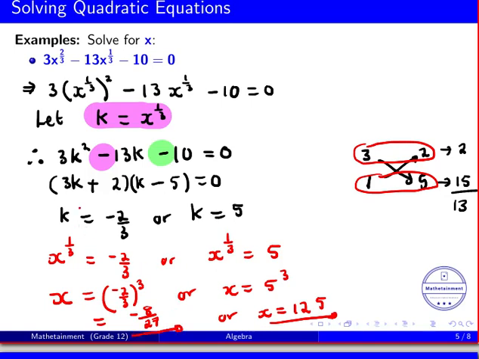So the emphasis is that you shouldn't end at k there. You should remember you said k is equal to x to exponent 1 over 3. So you shouldn't end at k there. These are your two solutions. We have x equal to negative 8 over 27, or x equal to 125.